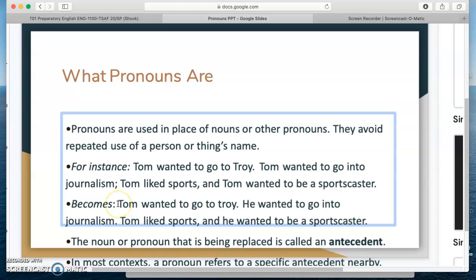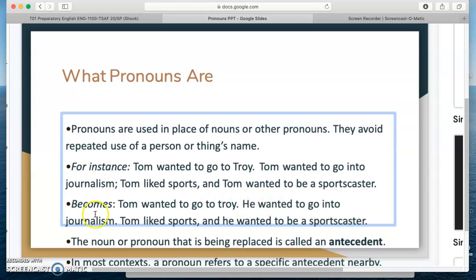So then you can read it as Tom wanted to go to Troy. He wanted to go into journalism. Tom liked sports, and he wanted to be a sportscaster. Now, as you see right here, we haven't quite replaced all of the instances of the word Tom. We started off identifying who Tom was at the beginning of the sentence, and you really want to do that as often as you can. You want to make sure that your readers know who you are talking about. However, afterwards, you have the liberty of replacing the person's name with a pronoun.